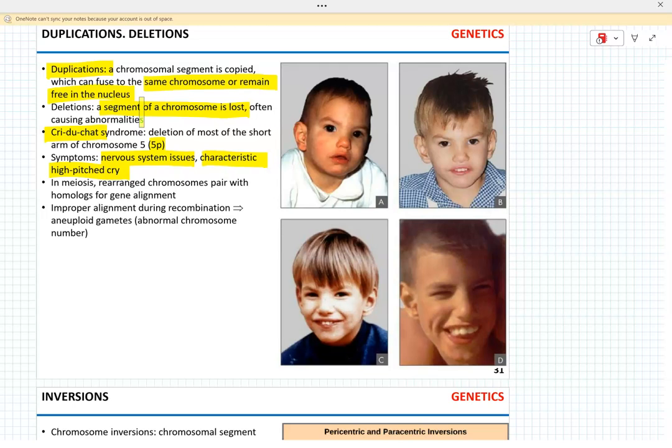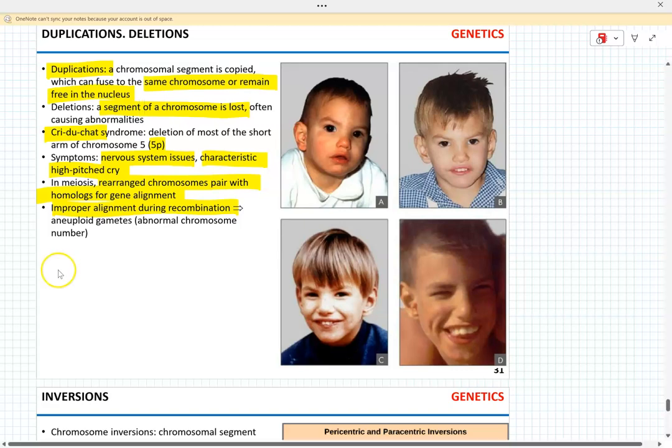Another possible cause of deletions is pairing with homologs for gene alignment. When chromosomes in meiosis pair with homologous chromosomes and the alignment is improper during recombination, some gametes can become aneuploid for certain genes.